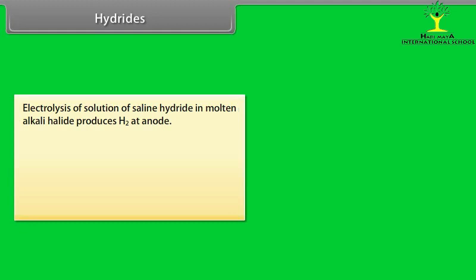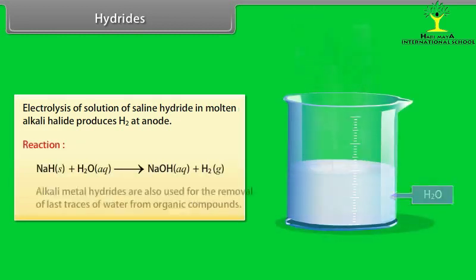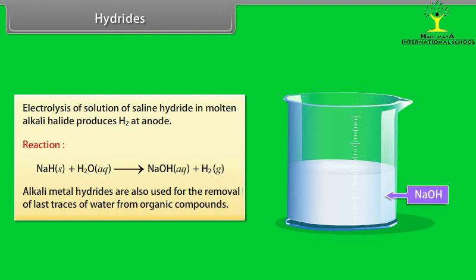Electrolysis of a solution of saline hydride in molten alkali halide produces H2 at the anode. The reaction is given as follows. Alkali metal hydrides are also used for the removal of the last traces of water from organic compounds.